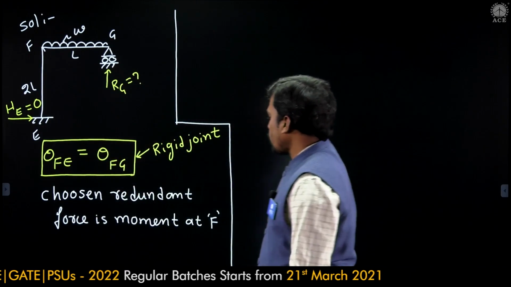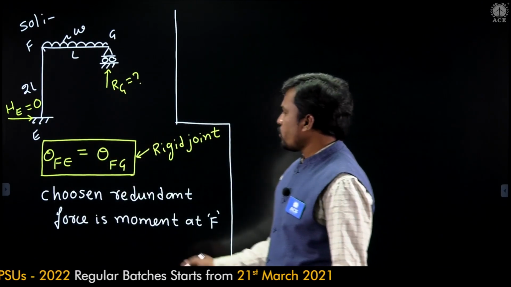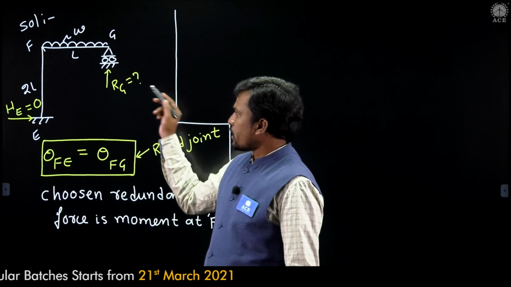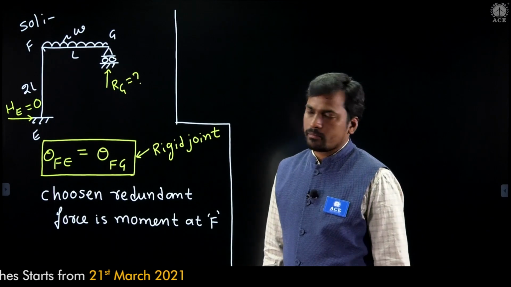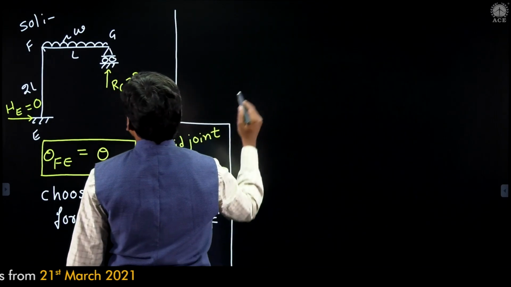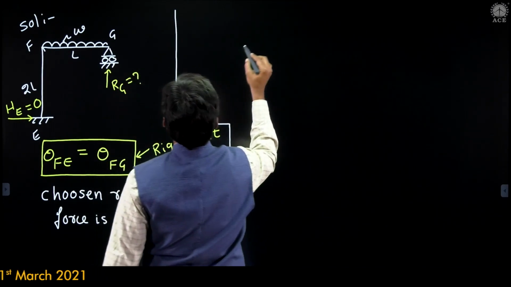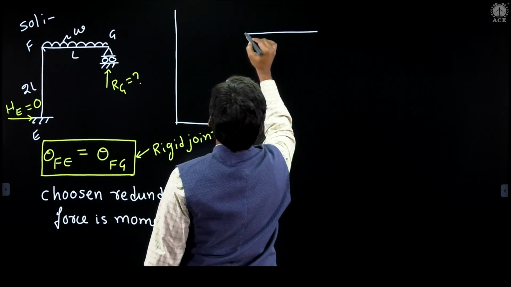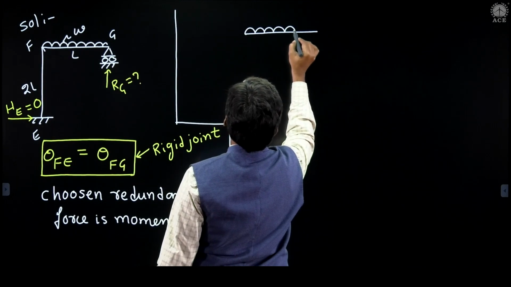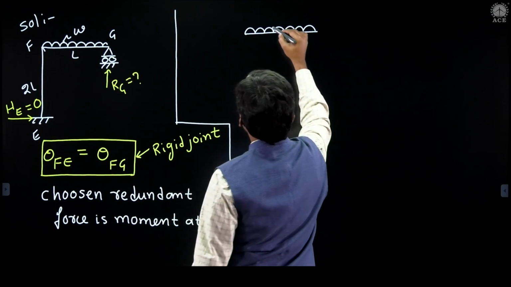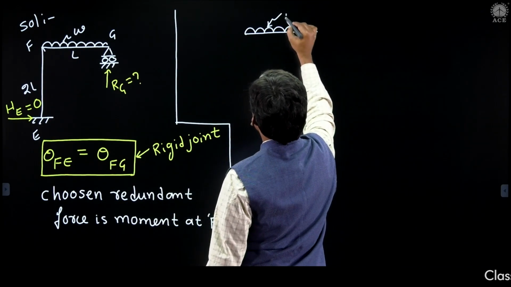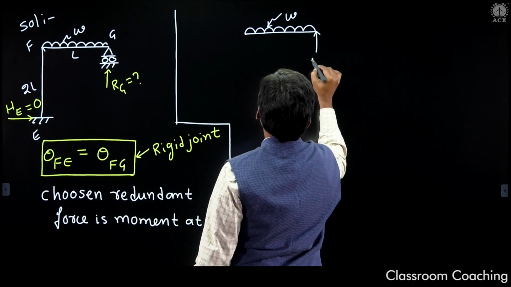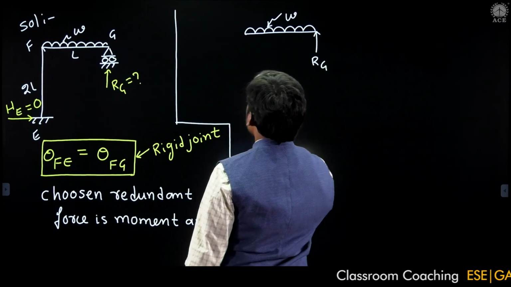Now I want to find the moment at F using this relation. For this I'll draw the free body diagram. So this is W, and this is the vertical reaction Rg.